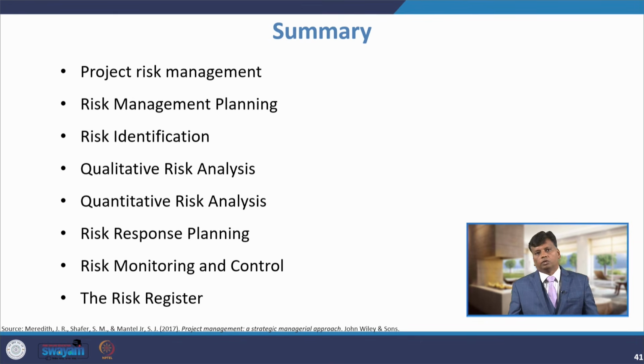So, in this lecture I have discussed project risk management, then the various steps in project risk management, like risk management planning, risk identification, qualitative risk analysis, quantitative risk analysis. Then I discussed risk monitoring and control. Finally, I have discussed the risk register.